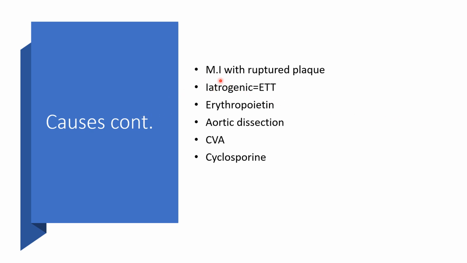Still, part of the causes could include myocardial infarction with ruptured plaque, and it could be triggered by physicians during endotracheal intubation, or this person is on erythropoietin exogenously for anemia in chronic renal failure. That on its own can raise the blood pressure. Aortic dissection, cerebrovascular accident, and cyclosporine, because you need immunosuppressants in the face of organ transplantation.